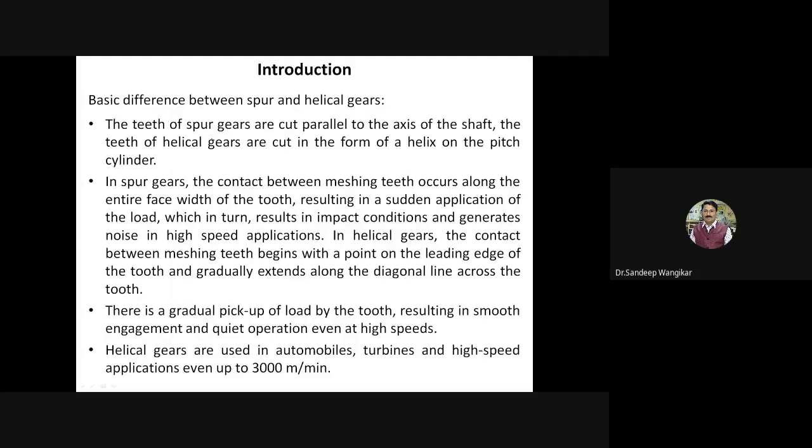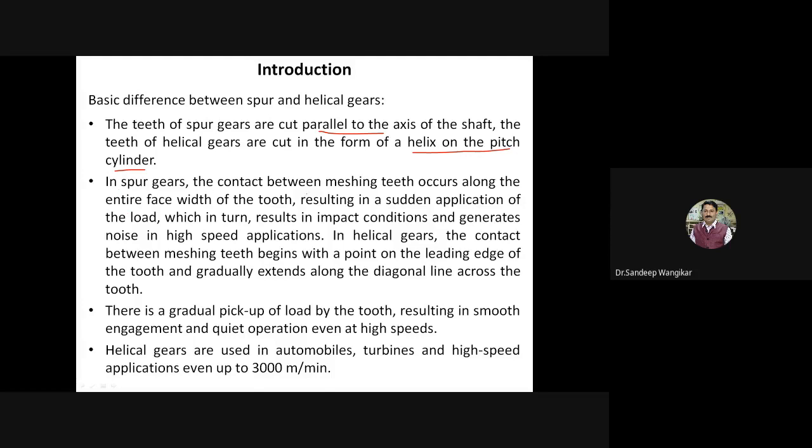Now let us start the basic introduction related to spur gear and helical gear, and what is the difference between spur and helical gear. We have studied spur gears in detail. In spur gear, the teeth are cut parallel to the axis of the shaft. In helical gears, the teeth are cut in the form of a helix on the pitch cylinder, and they make an angle. That angle we call the helix angle. So this is the first very basic difference as far as terminology is concerned.